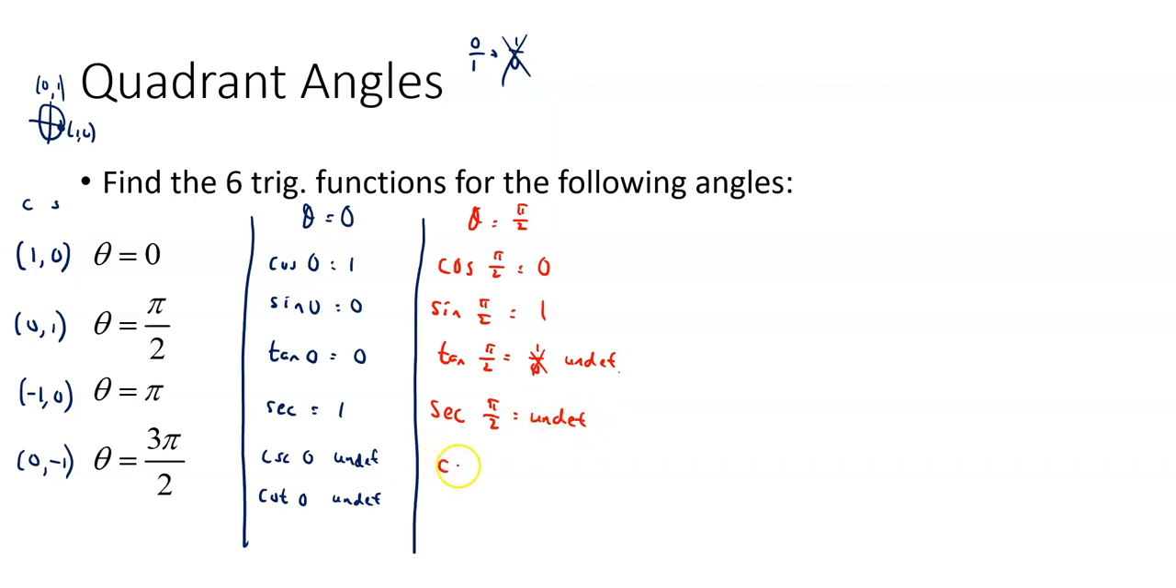Flip over sine, you'll get cosecant. Well, the reciprocal of 1 is just 1. And then cotan is cosine over sine. That's okay. 0 over 1 is 0. All right, and then the other two you can do, right? For pi, essentially, I'm going to get everything for theta equals 0, but with a negative for the ones that exist. And for 3 pi over 2, similar to pi over 2.